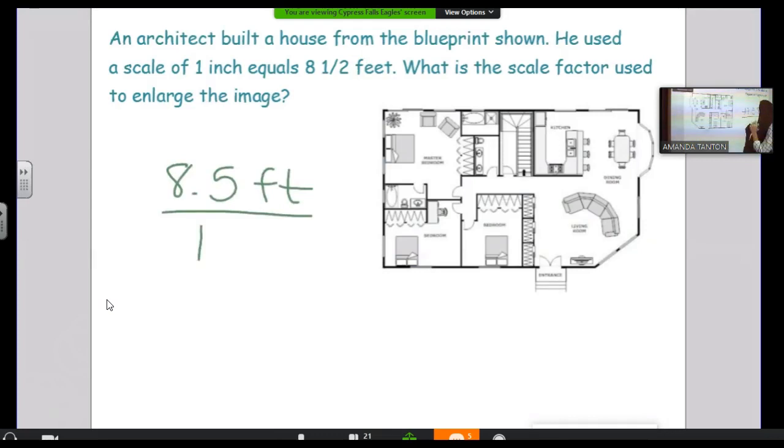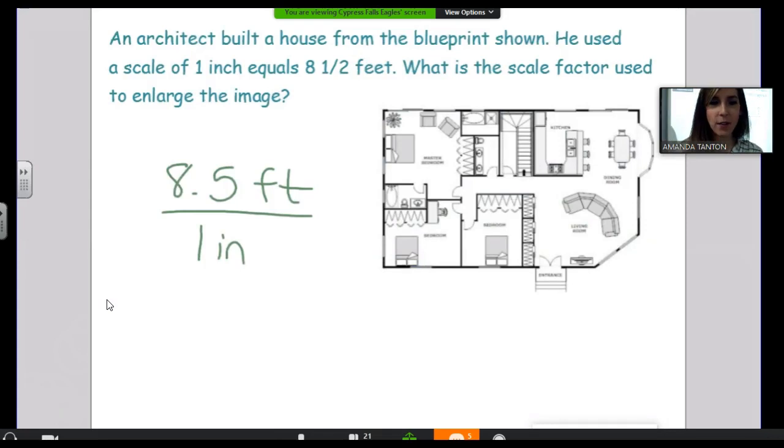So I'm going to put second over first. I'm going to put 8.5 feet over 1 inch. That was the scale we were given. 8.5 is not the scale factor because those units do not cancel. So instead, I need to convert 8.5 times 12.